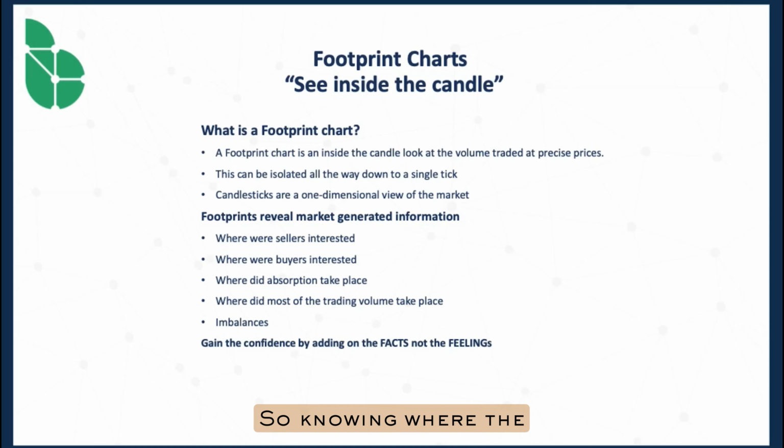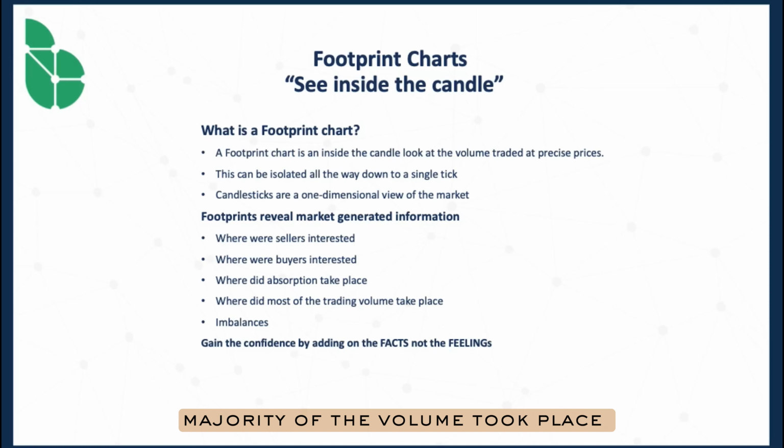So knowing where the majority of the volume took place, where buyers and sellers were most interested, or where there was evidence of absorption, should have precedence over just where the candle closed or where the wick was. Some traders will stick to creating a trend line or a support and resistance line based on candle closes, or based on wicks, or some candle closes and some wicks.